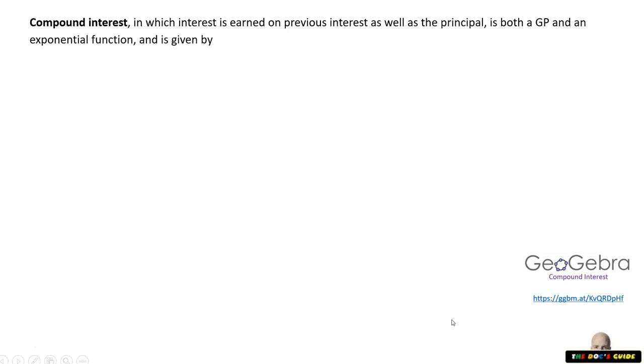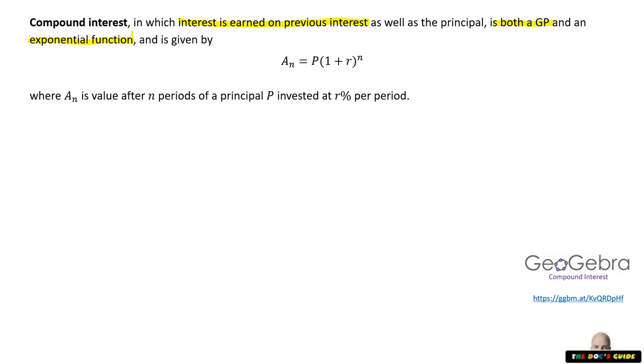Now if we continue on to look at compound interest, in compound interest, again, as you would know from junior school, compound interest occurs when we earn interest on previous interest. So the account balance goes up more quickly. And what we end up with is both a GP and an exponential function. The equation for compound interest is this one here.